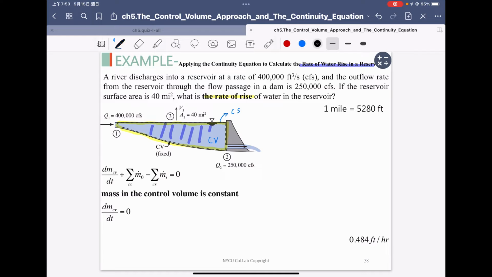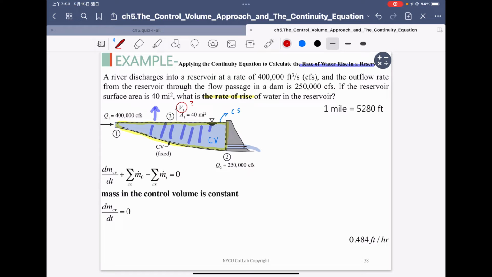So the idea shown here is that we have the continuity equation equal to dMCV/dt plus the outflow rate along the control surface minus the inflow rate along the control surface. Because we fix the control volume in our question, and we know that the water level is rising, but we didn't know the rate of the rising water. So the unknown parameter shown here is V3. We didn't know V3, so we need to answer how large V3 is.